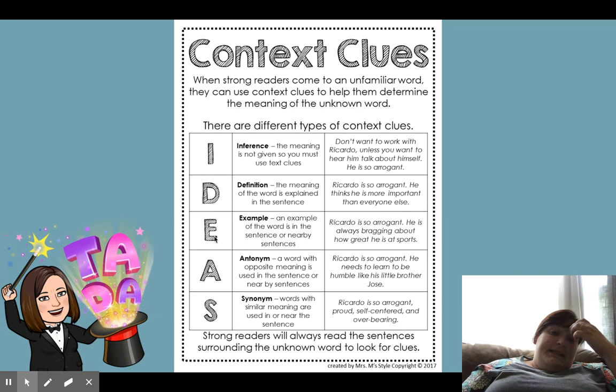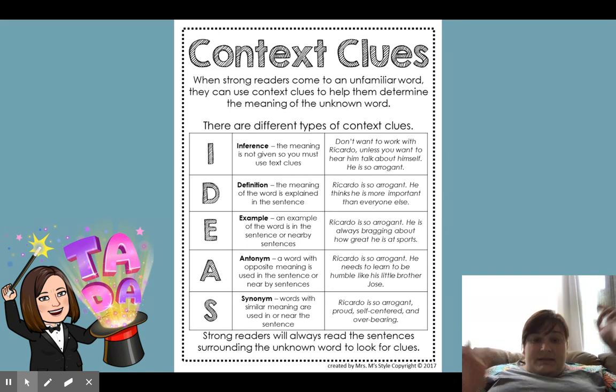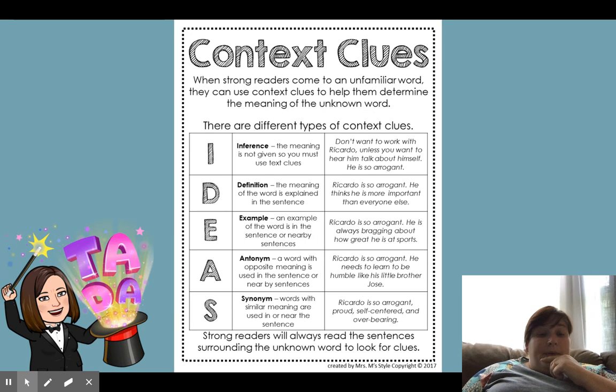The E in IDEAS stands for example. An example of the word is in the sentence or nearby sentences. Ricardo is so arrogant. He is always bragging about how great he is at sports. So someone who is arrogant is also someone who brags about themselves, right? So they think they're more important than others. They talk about themselves all the time, and he brags about himself. We're getting a real clear picture about Ricardo, aren't we, people?